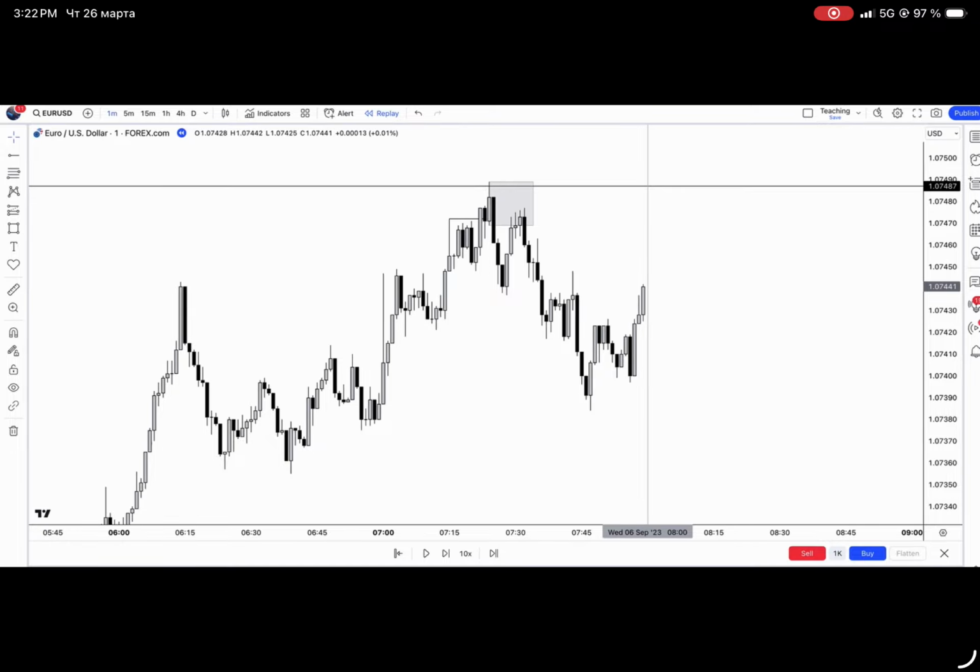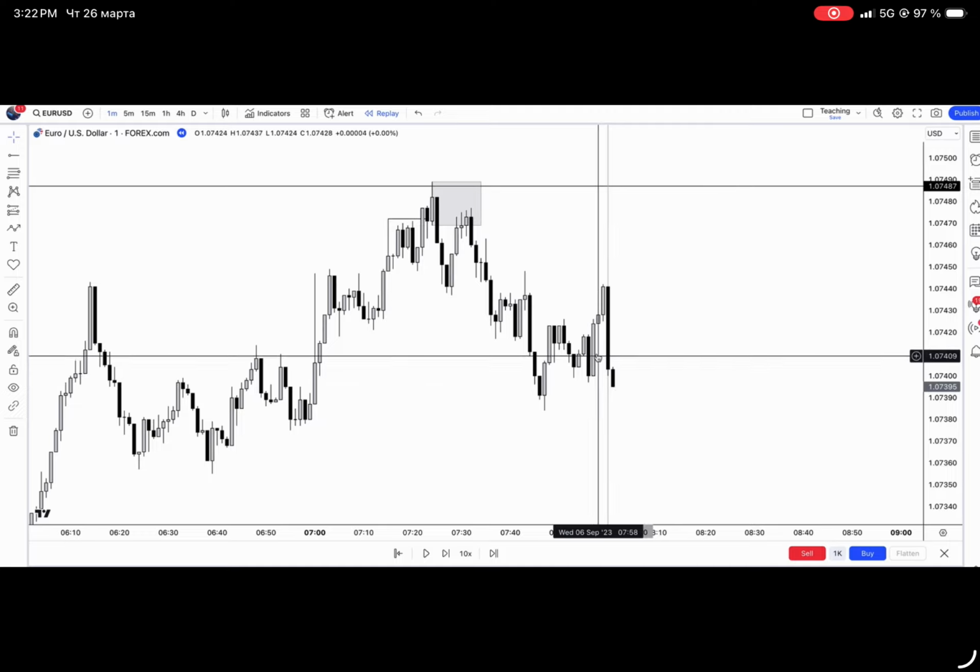Because it's not really an entry model as well. I would have liked to see price respect this, print the high, right? And then something like that. Didn't get that, so price just retraced the extreme, mitigation there, sold off. Now we're just simply looking for some sort of entry.